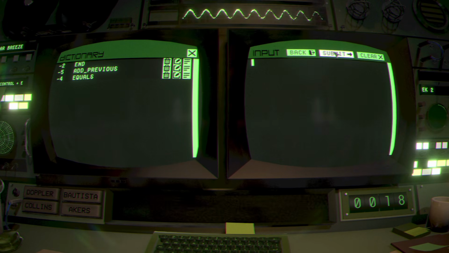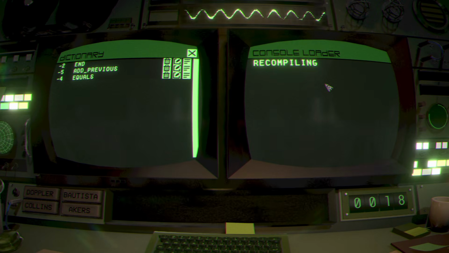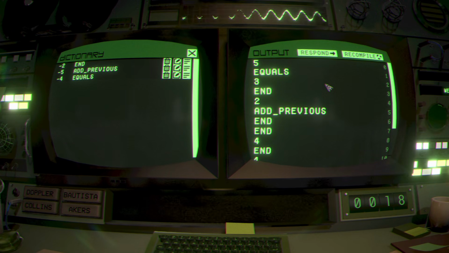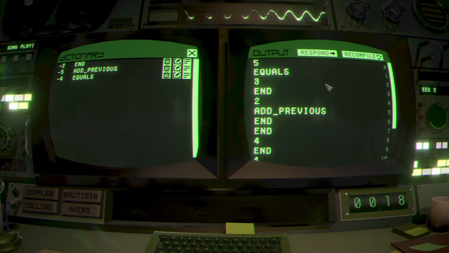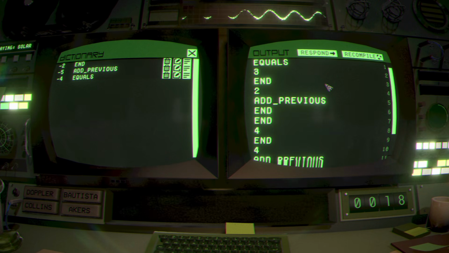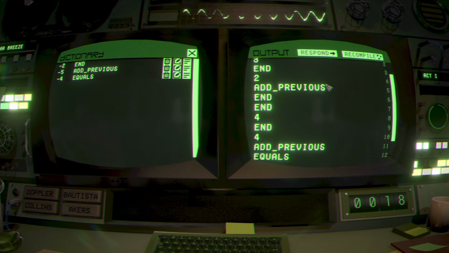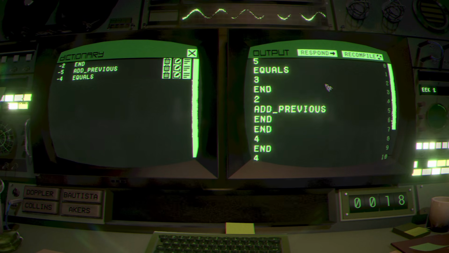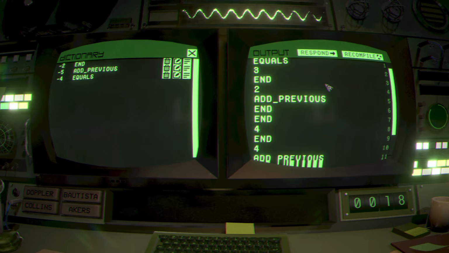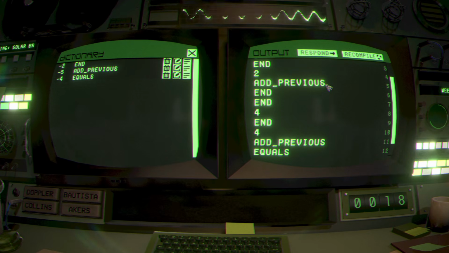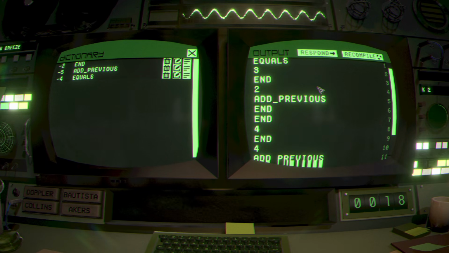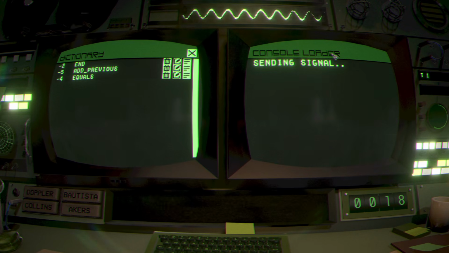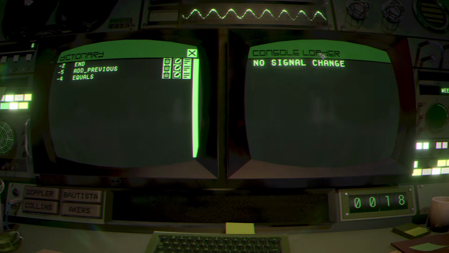Let's clear. Let's recompile real quick. So we got 5 equals 3 and 2. Add previous. Maybe we're not done. Maybe we're still going? But I feel like this is like reverse or something. 4, 4, add previous. If we add all these up, we get 13. So I'm just gonna try it. I'm just trying things. Right, okay.